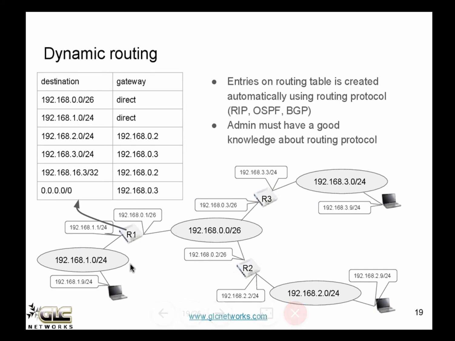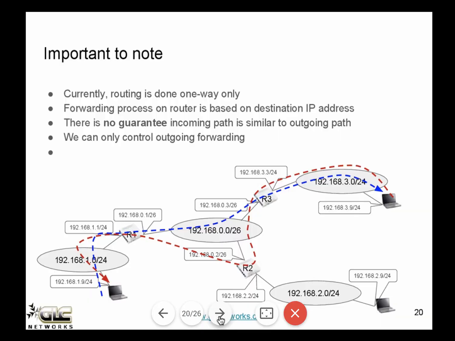The alternative to static routing is dynamic routing. That means the entries on the routing table are provisioned automatically using routing protocols. Examples of routing protocols are RIP, OSPF, BGP, and other routing protocols. What else? EIGRP if you're using Cisco. The thing is, the admin must have good knowledge about routing protocols. So it is important to know.